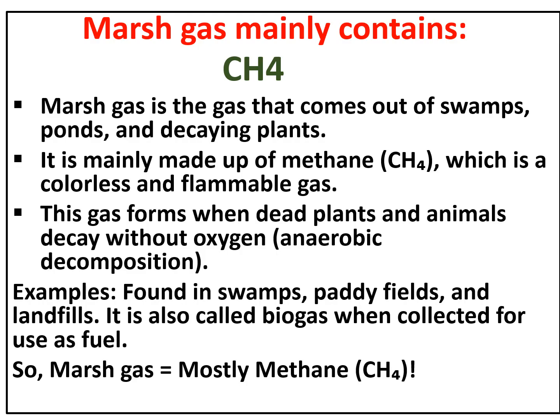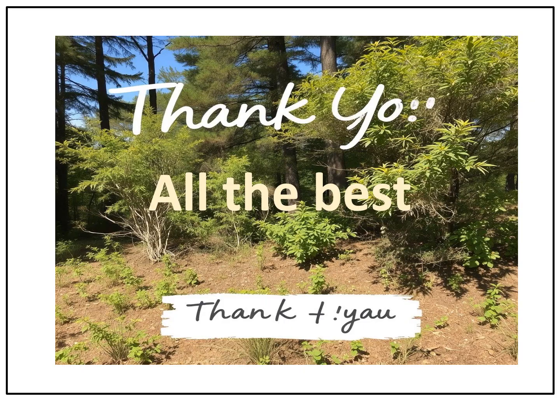Marsh gas is the gas that comes out of swamps, ponds, and decaying plants. It is mainly made up of methane, which is a colorless and flammable gas. This gas forms when dead plants and animals decay without oxygen. Examples: it is found in swamps, paddy fields, and landfills. It's also called biogas when collected for use as fuel. So, marsh gas mostly contains methane.